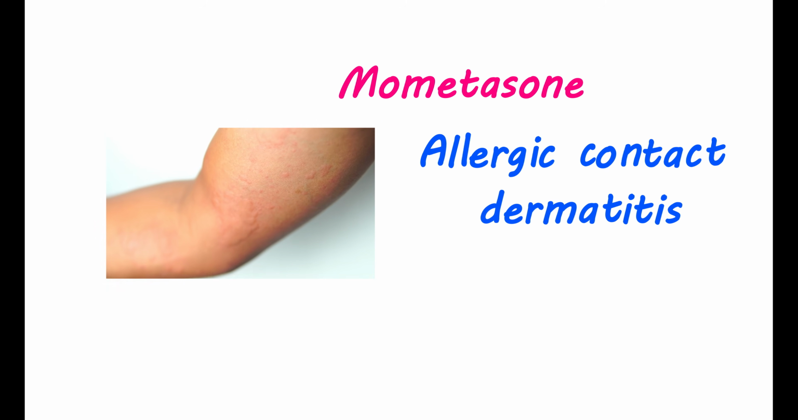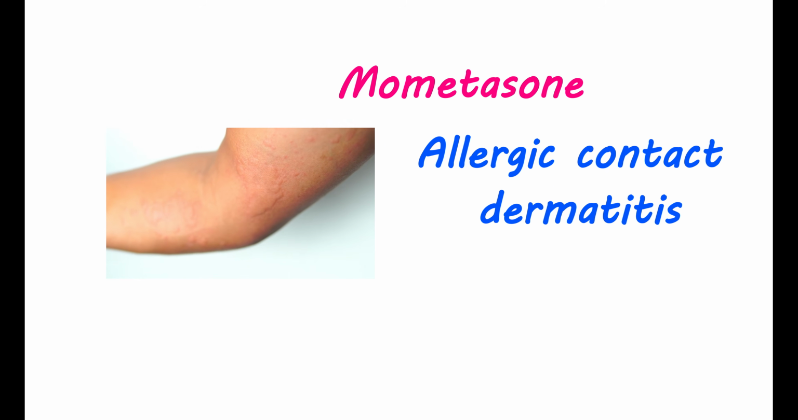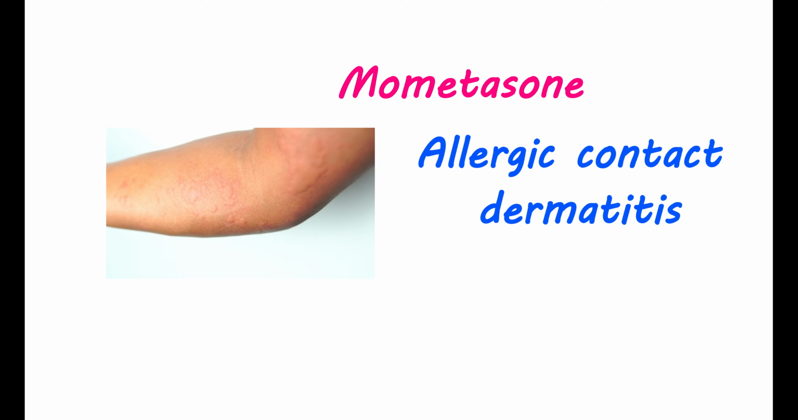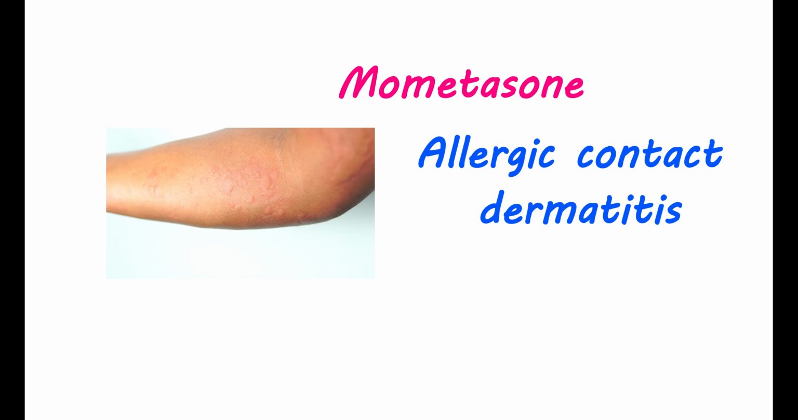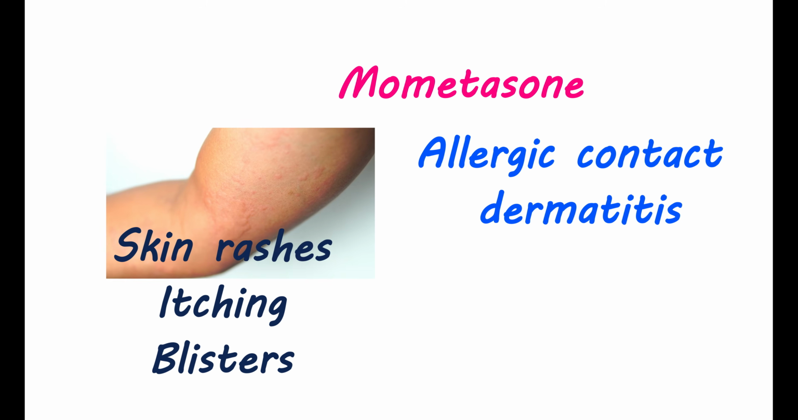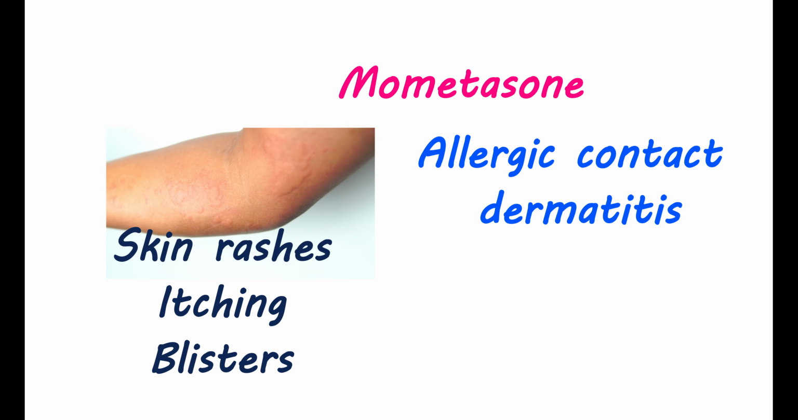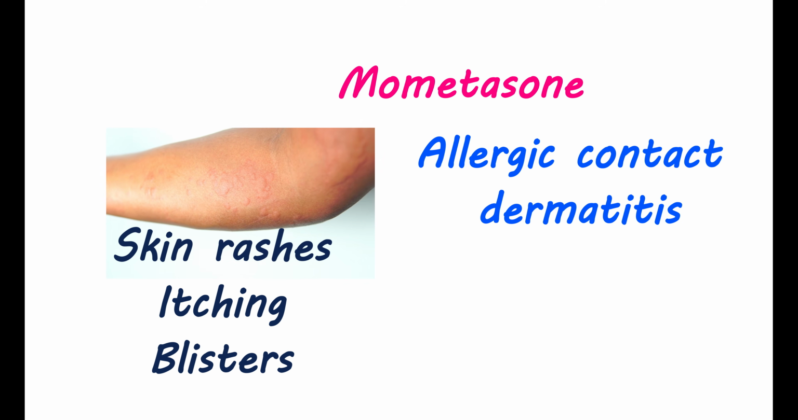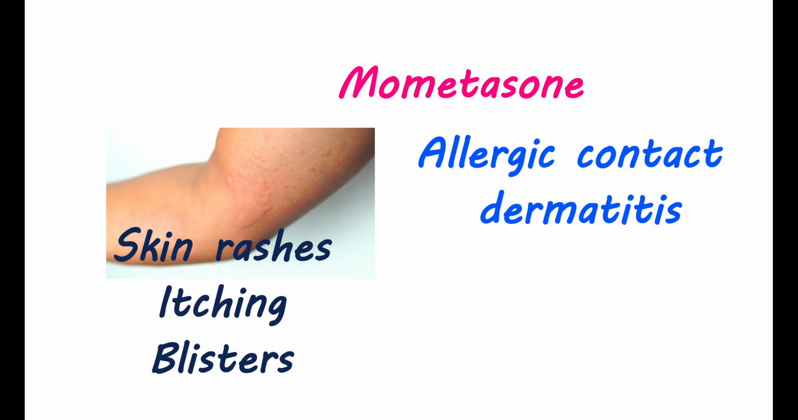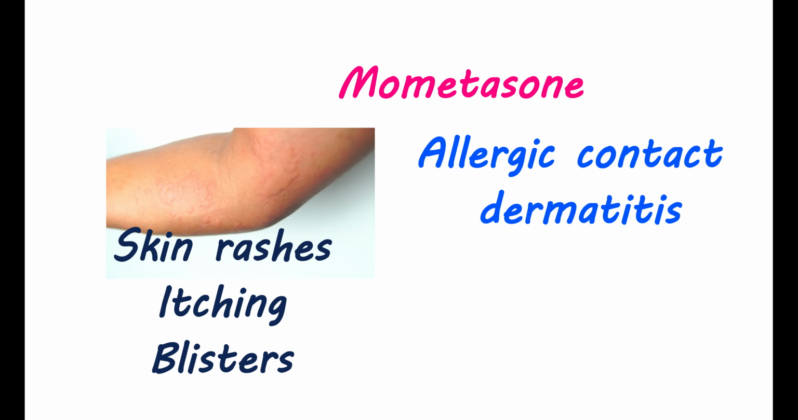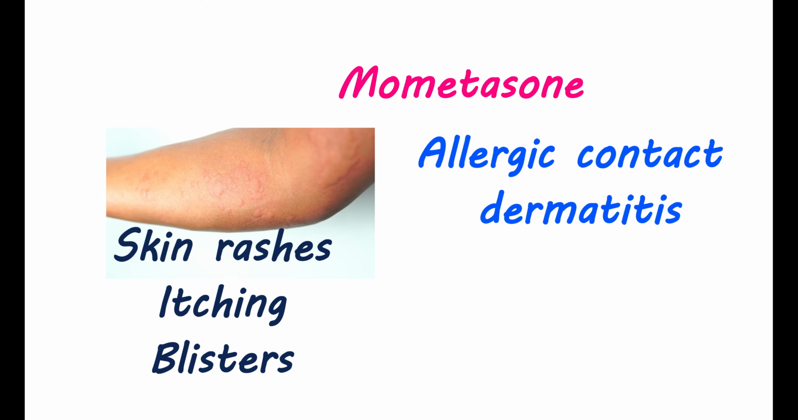Topical application of Mometasone can produce a condition called allergic contact dermatitis. This is a hypersensitive reaction that is due to contact with an external agent. It is a natural reaction of the skin towards an irritant or an allergen. In people with sensitive skin, Mometasone can act as an allergen and induce an immune response. This promotes the local inflammation. Therefore, it can produce skin rashes, itching, and blisters on the skin.